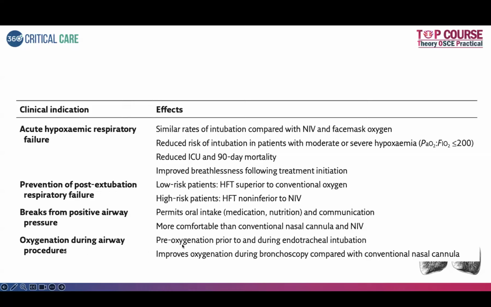Oxygenation during airway procedures, pre-oxygenation prior to or during endotracheal intubation, it helps oxygenation during bronchoscopy compared to conventional nasal cannula. So these are the benefits and the rationale for use in these subsets or indications.